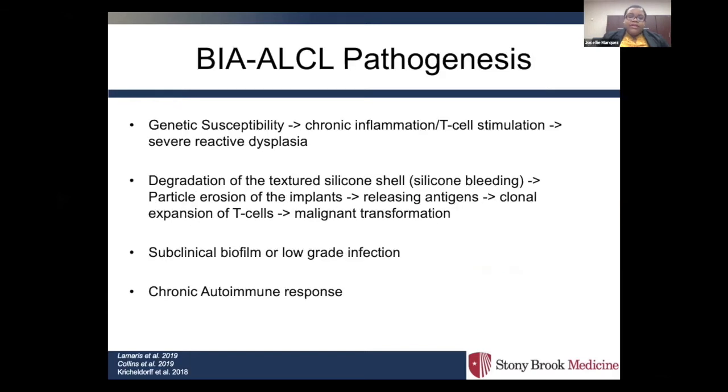Other pathogenesis theories include chronic inflammation and T-cell stimulation leading to severe reactive dysplasia, and degradation of the silicone shell that may lead to erosion of the implant, development of antigens, and expansion of the T-cells. Other theories include subclinical biofilm with low-grade infection.